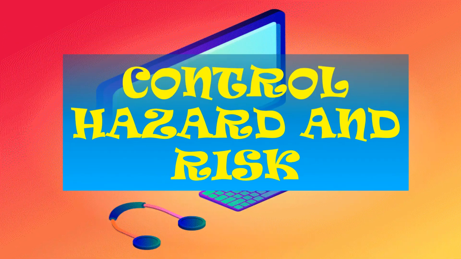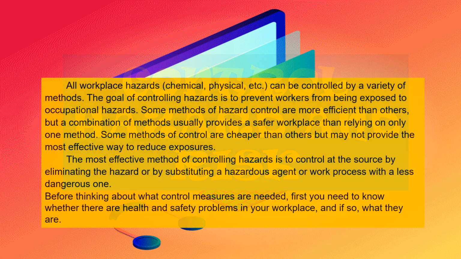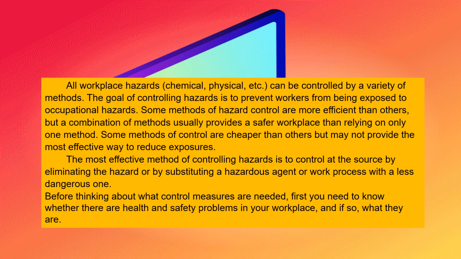Our topic for today is all about control, hazard, and risk. All workplace hazards, chemical, physical, and etc. can be controlled by a variety of methods. The goal of controlling hazard is to prevent workers from being exposed to occupational hazards. Some methods of hazard control are more efficient than others, but a combination of methods usually provides a safer workplace than relying on only one method.